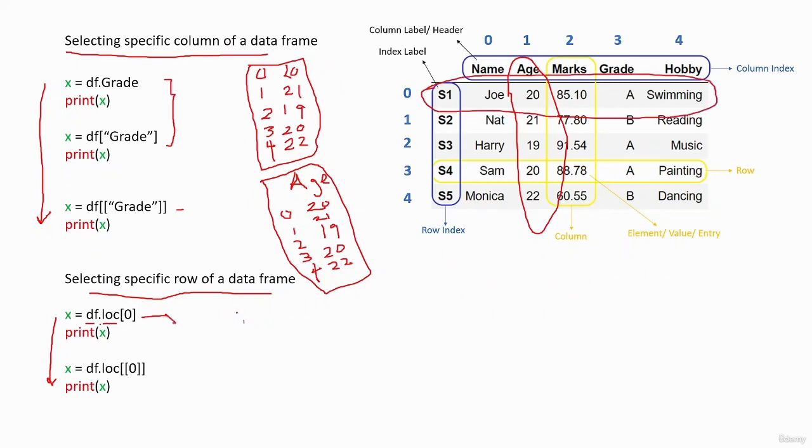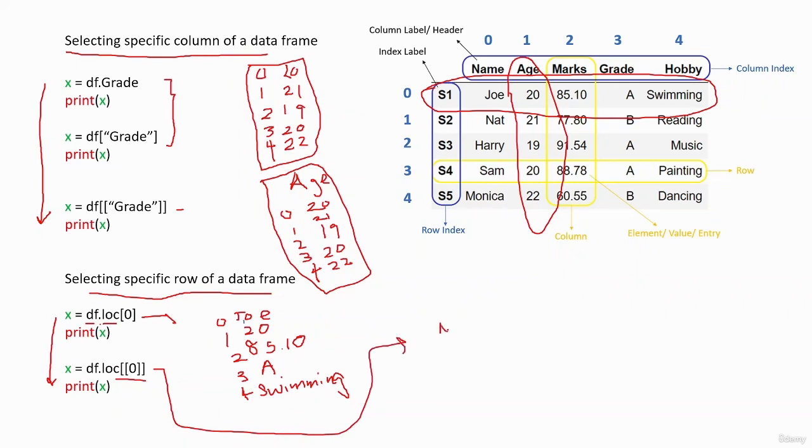So the output will be Joe, 20, 85.10, A, swimming. Then there will be indexes 0, 1, 2, 3, 4. Using double square brackets will return the pandas data frame. So the output of this command will look like this.